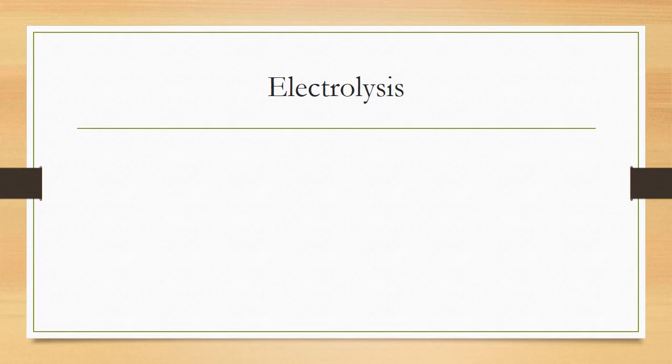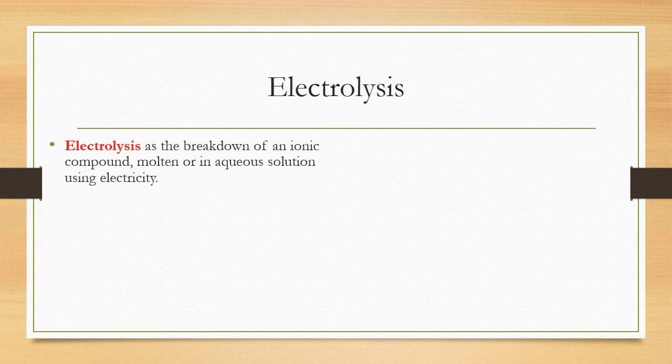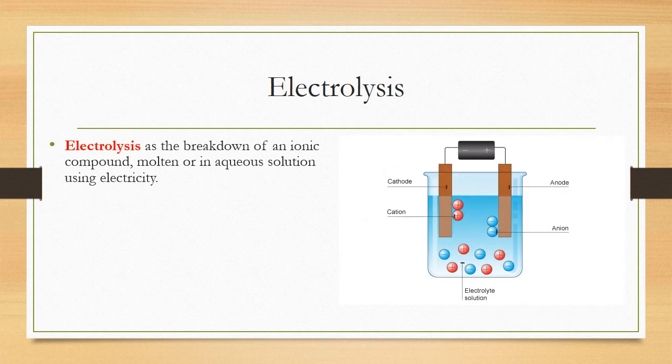So what is electrolysis? Well, electrolysis, as said in the previous slide, is the breakdown of an ionic compound, molten or dissolved in water in aqueous solution, using electricity. Okay, so here's an example. We have an electrolyte solution containing an ionic salt which has been dissolved.